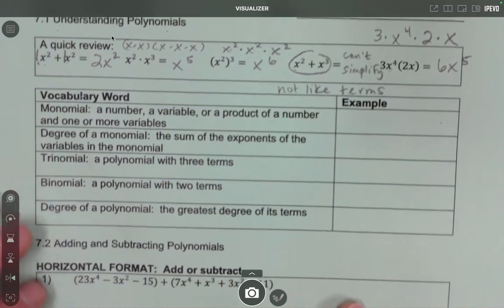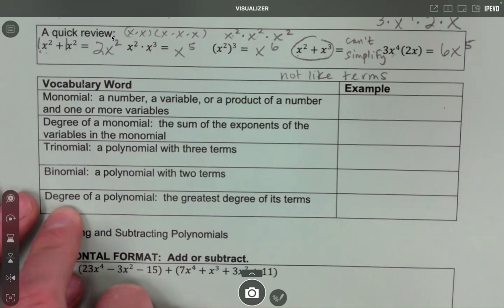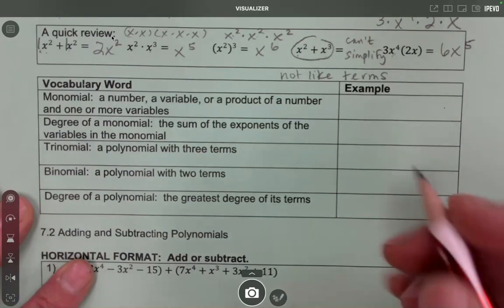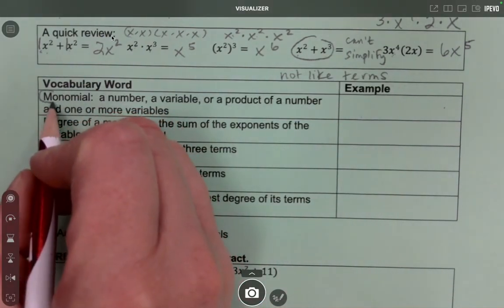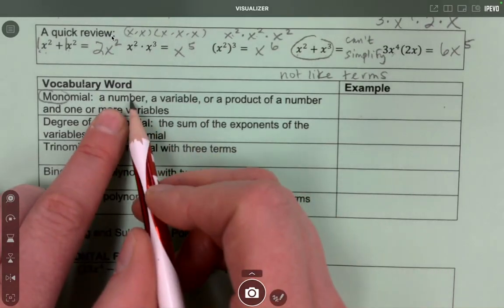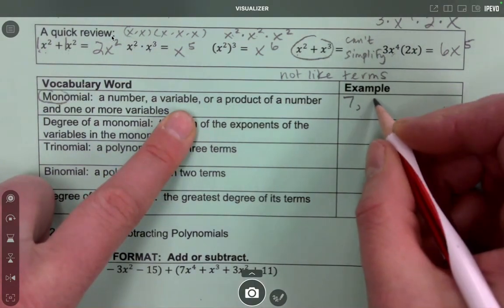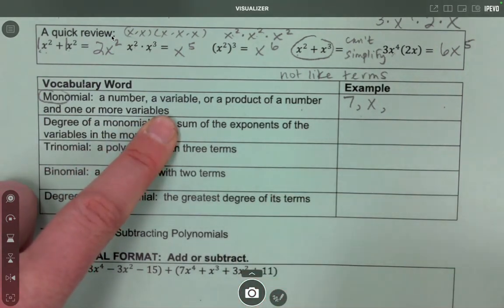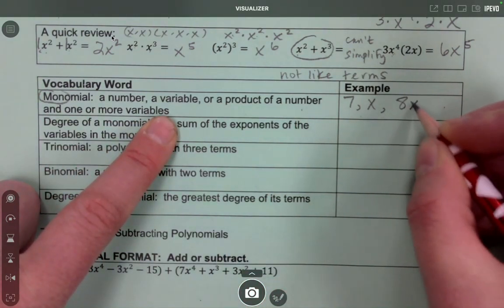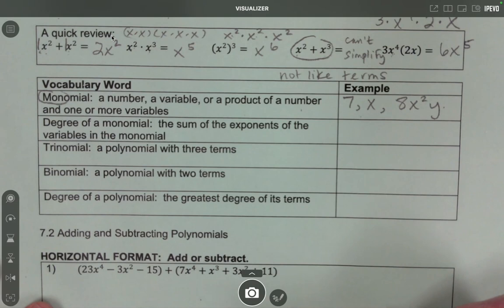In an attempt to make the vocab as easy as possible, I just wrote out some of the main things that we need to know, vocab that we'll use, and then we're just going to be writing examples over here. So a monomial, mono, you could think 1, is a number. A number could be something like 7. It could be a variable, so I'm going to write down an x, or it could be a product of a number and one or more variables. So we could have something like 8x squared y. I can't have square roots of letters, and I can't be dividing by letters, but I can be multiplying them.